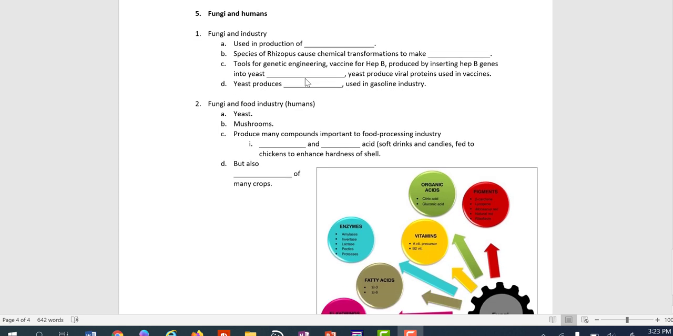Last section here down at the bottom is just fungi and humans and how we've incorporated fungi into many different aspects of the food industry. And so I'm just going to pause the video and I'll fill these things in, and then I'll start the video and you can get what you need.